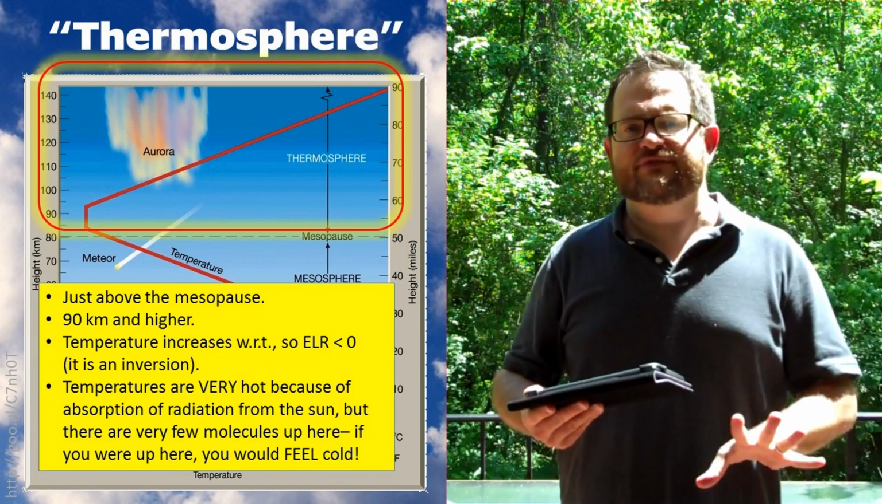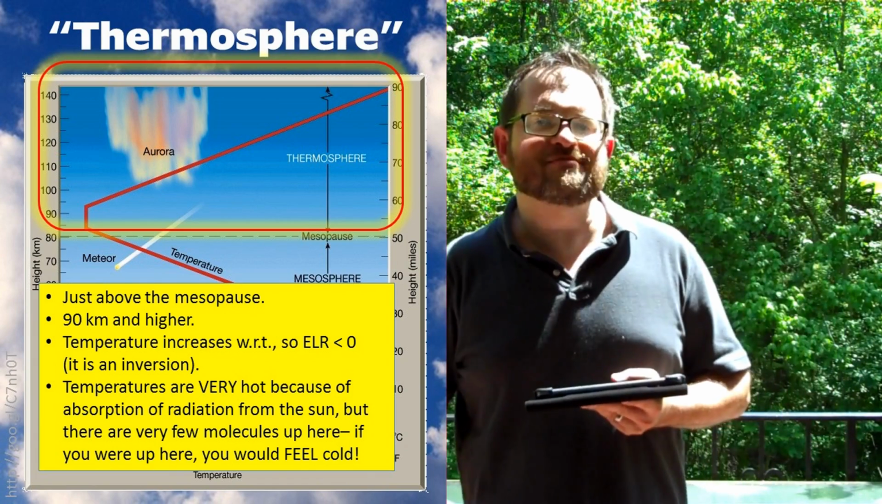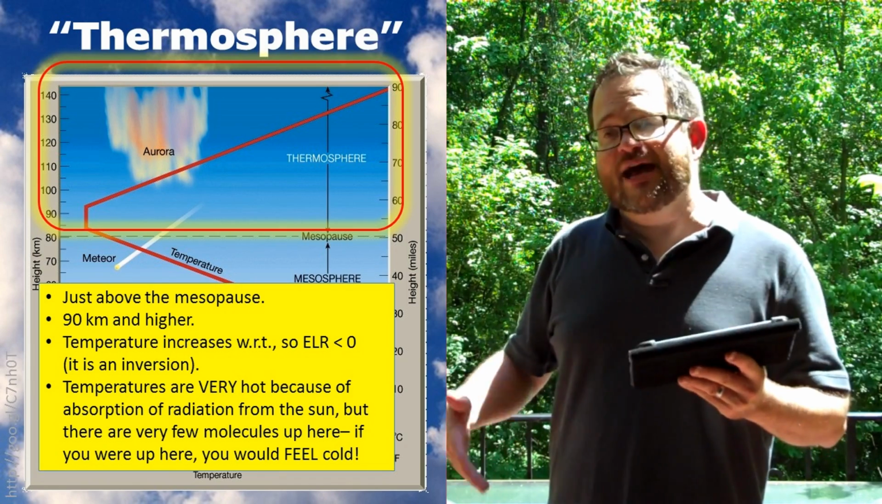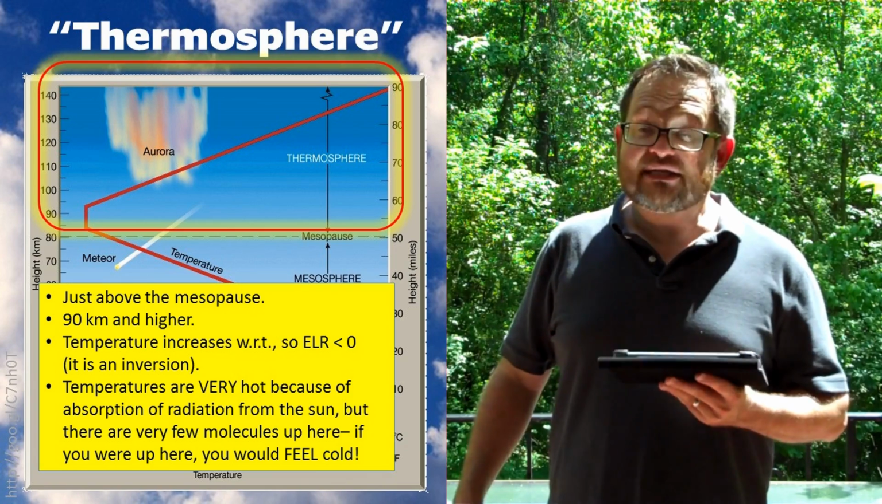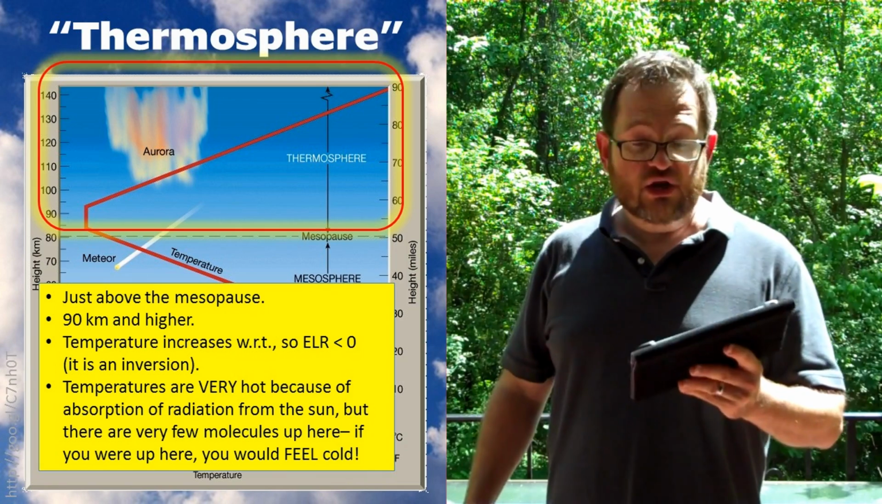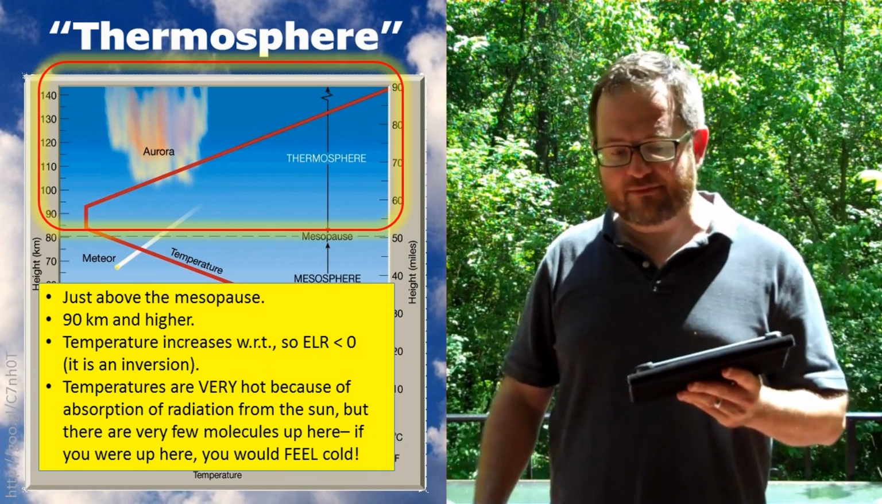And finally there's the thermosphere. Sitting above the mesopause and extending up a few hundred kilometers into the Earth's atmosphere is the thermosphere, starting at about 90 kilometers on up. It is once again a temperature inversion. Temperatures are increasing with respect to height in the thermosphere. So once again, the environmental lapse rate is negative. It is a temperature inversion.